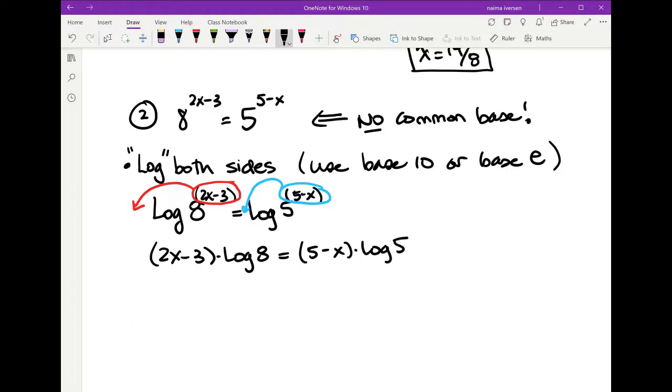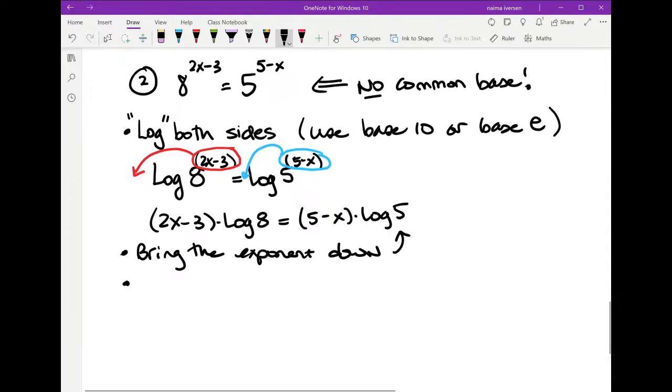So what we did here was we bring the exponent down. So that's what we did there. Make sure in here that you use brackets. If you don't use brackets, these things can get very, very messy. So please make sure that you're using brackets when you're bringing this down. Brackets around the 2x minus 3 and brackets around the 5 minus x.